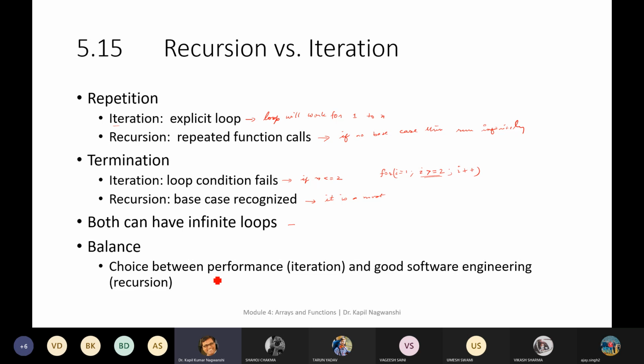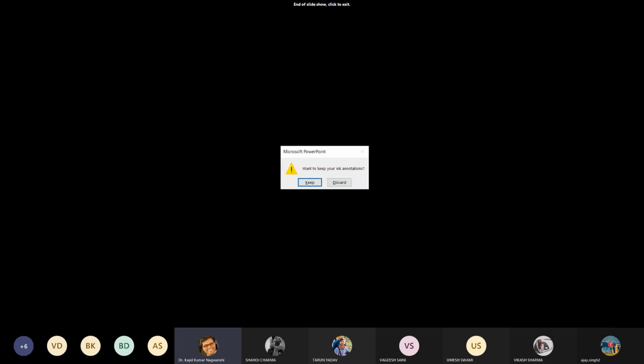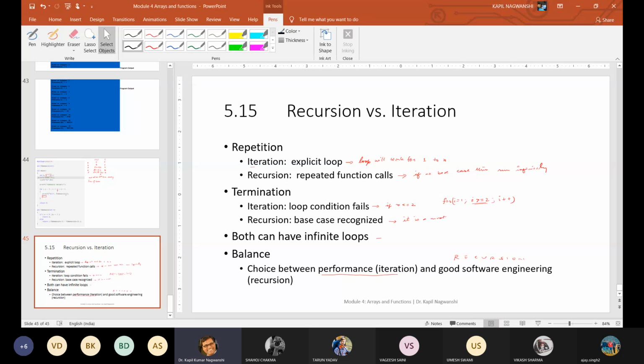Balance: the choice is between performance, that is iteration, and good software engineering. Recursion comes under good software engineering practice, so that's why you use recursion. So let us see each and every example one by one.